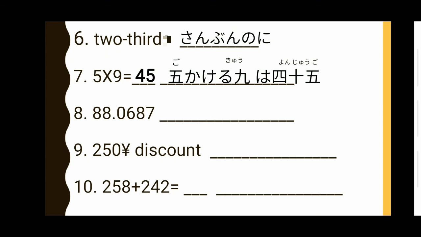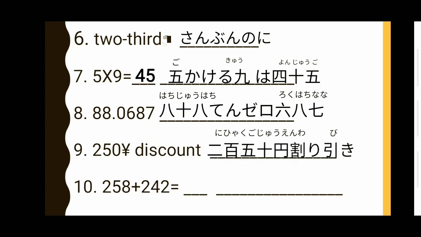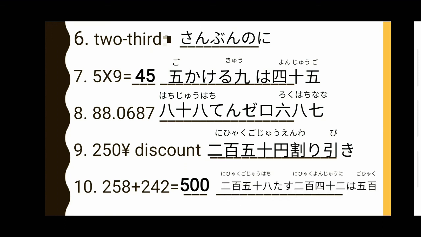Sige, Hachibang. We have 88.0687. So, in Nihongo, it is 88.0687. Next, Kyubang. We have 250 yen discount. So, the price. Nihongo, niyaku goju en waribiki. Next, or last, Saigo. We have 258 plus 242 is equals to, so kayo ulit magsasagot. Ang sagot is 500. So, in Nihongo, niyaku goju hachi tasu niyaku yonju ni wa goyaku.